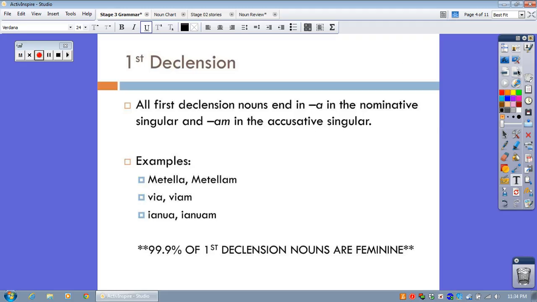Okay, so all nouns in Latin have a gender, and they're either feminine, masculine, or something called neuter. That's kind of hard for us to conceptualize because English doesn't really have genders. So here you have it. Easy way to remember: almost all of these first declension nouns are feminine.